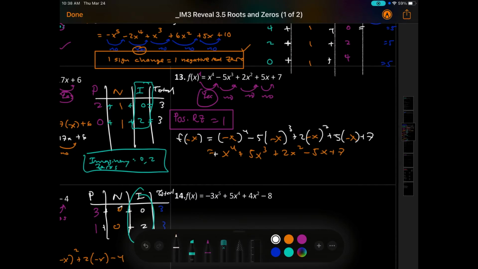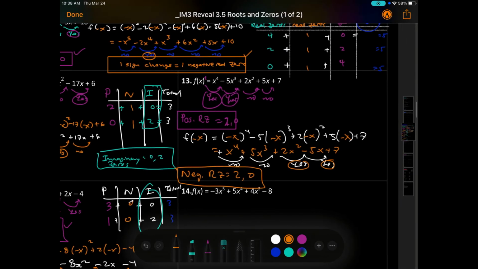So this is a positive, so here we have no, no, yes, and yes. So we have negative real zeros. We're going to have 2 or 0. Actually, I made a mistake looking up. That one should be yes, right? So that one should be 2 or 0.